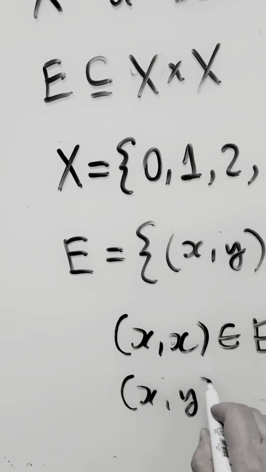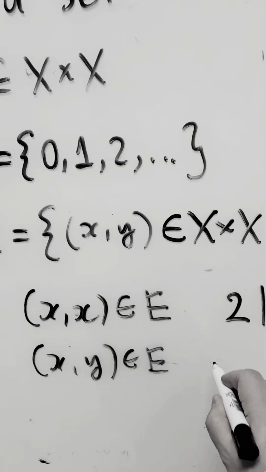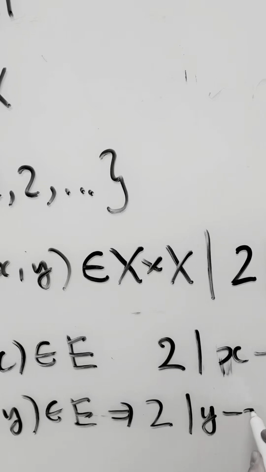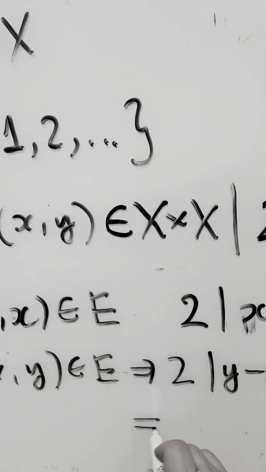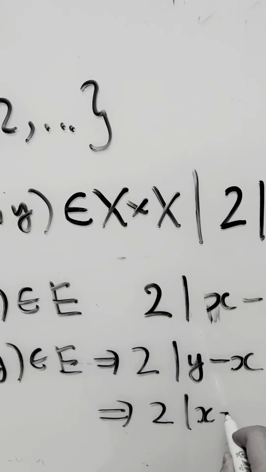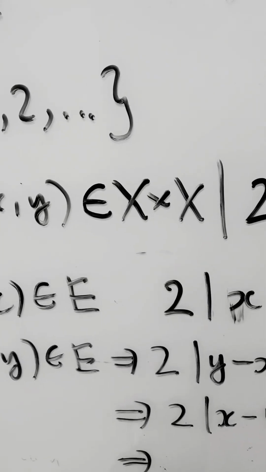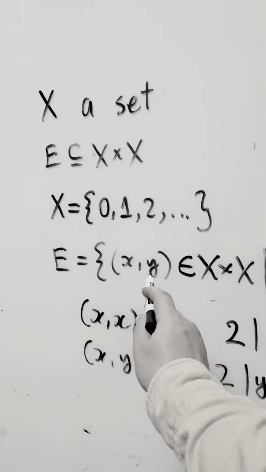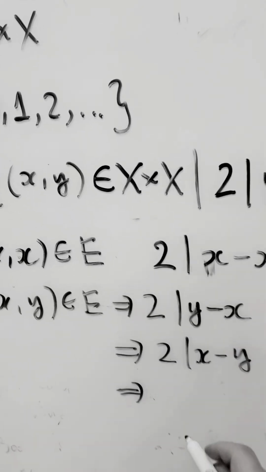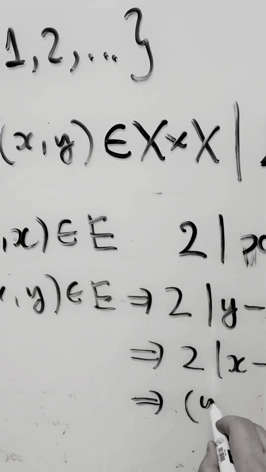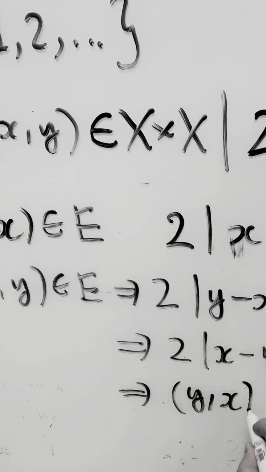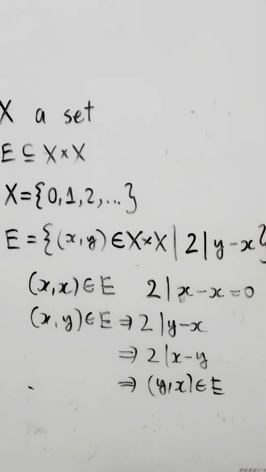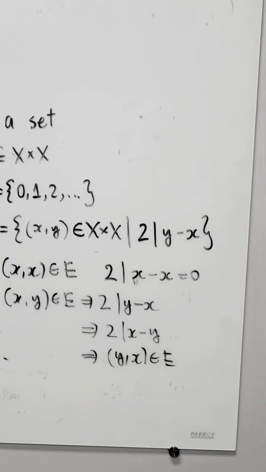If X, Y is in E, then 2 divides Y minus X, but then it also divides X minus Y, which then results, by this rule of how we select the ordered pairs in E, that Y, X is also in E. This confirms symmetry of E.